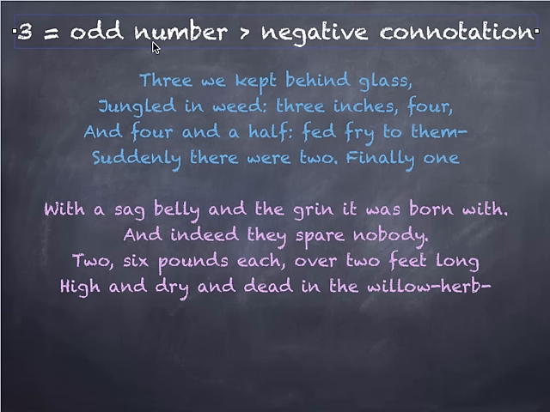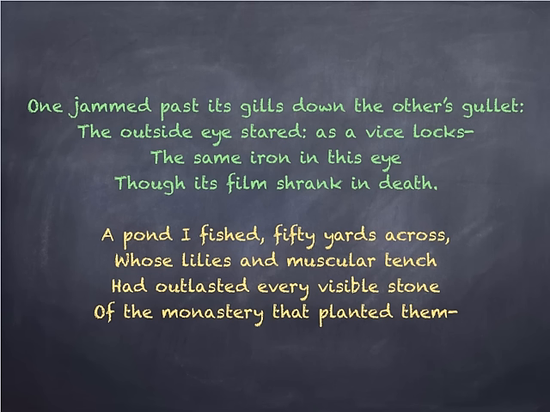2 6-pound each. No, this is not very important. Dry and dead, alliteration of a D sound, which symbolizes danger. Next. One jump past its gills down the other's gullet. The outside eye stared as a vice locks. The same iron in the eye through its film shrank in death.